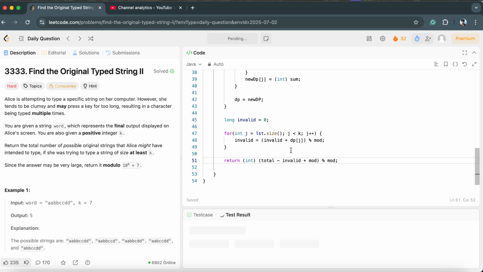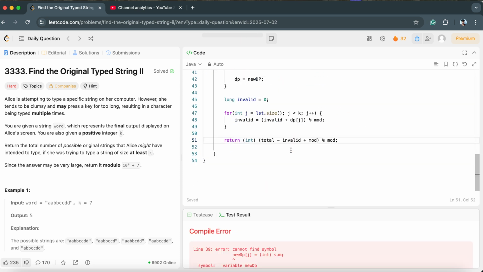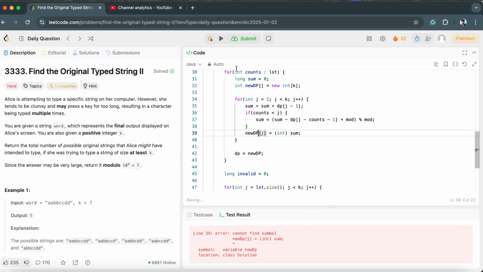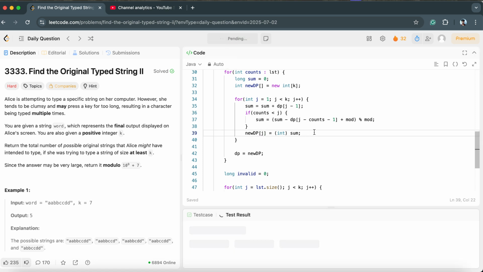Let's try to run this code. Let's see if we have any issues. Okay, new dp. The p in dp was capital. I think that was the mistake. Let's see if we have any further issues.